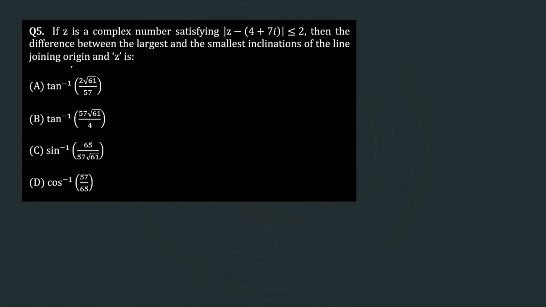The next question says that if z is a complex number satisfying modulus of z minus 4 plus 7 iota is less than or equal to 2, then the difference between the largest and the smallest inclinations of the line joining origin and z is what? Now, note this term inclination. What does this mean? It means if this is a straight line in the xy plane, then the angle that the straight line makes with the positive x-axis is termed as the inclination of that line, or simply the angle of inclination, which is denoted as theta.